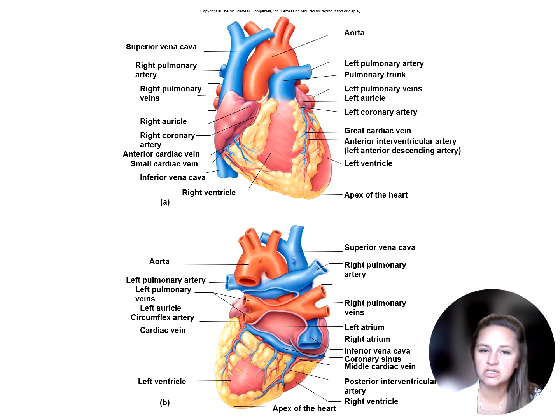Here's another picture of all of the structures of the heart. Down here, this is the apex of the heart from two different views, showing the aorta and the superior vena cava at the top, and then the different structures, the coronary arteries, the ventricles, just showing all of this from both sides.